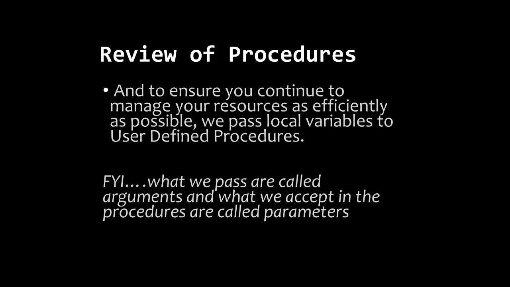Just a little FYI on the side here: what we pass are called arguments. So when we call a procedure, the variables within the brackets are called arguments when we pass them. When we receive them in those procedures, they're actually called parameters. Why? I have no idea. That's what they call them. So what you pass is called an argument. What you receive in that signature line in the actual procedure itself are called parameters. Okay?